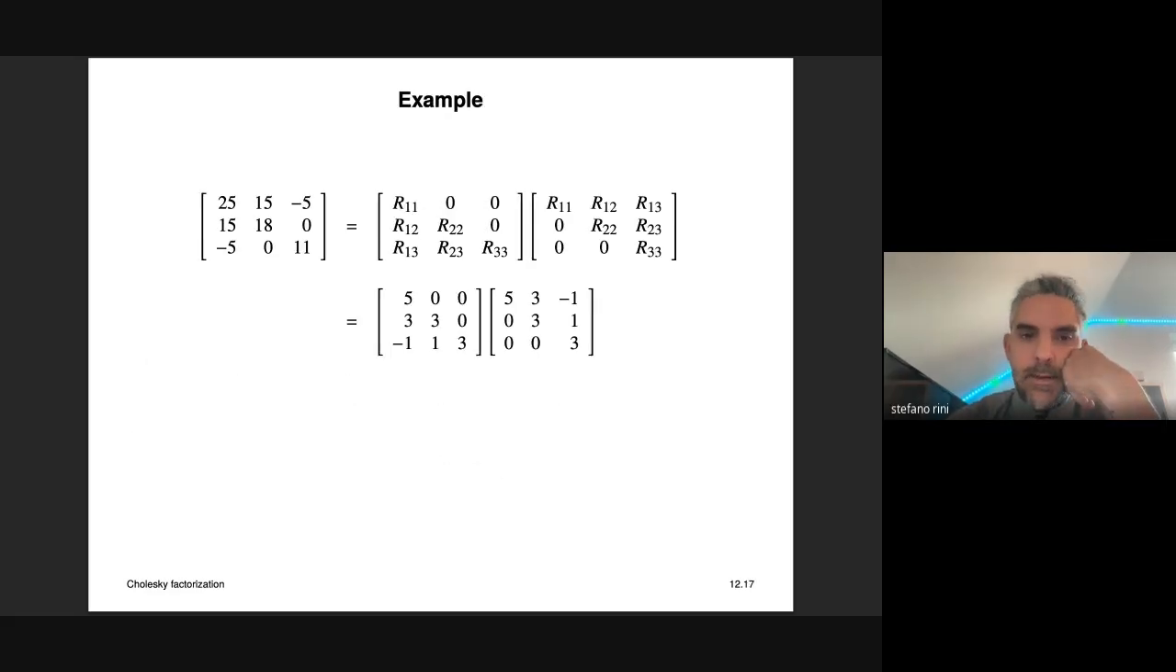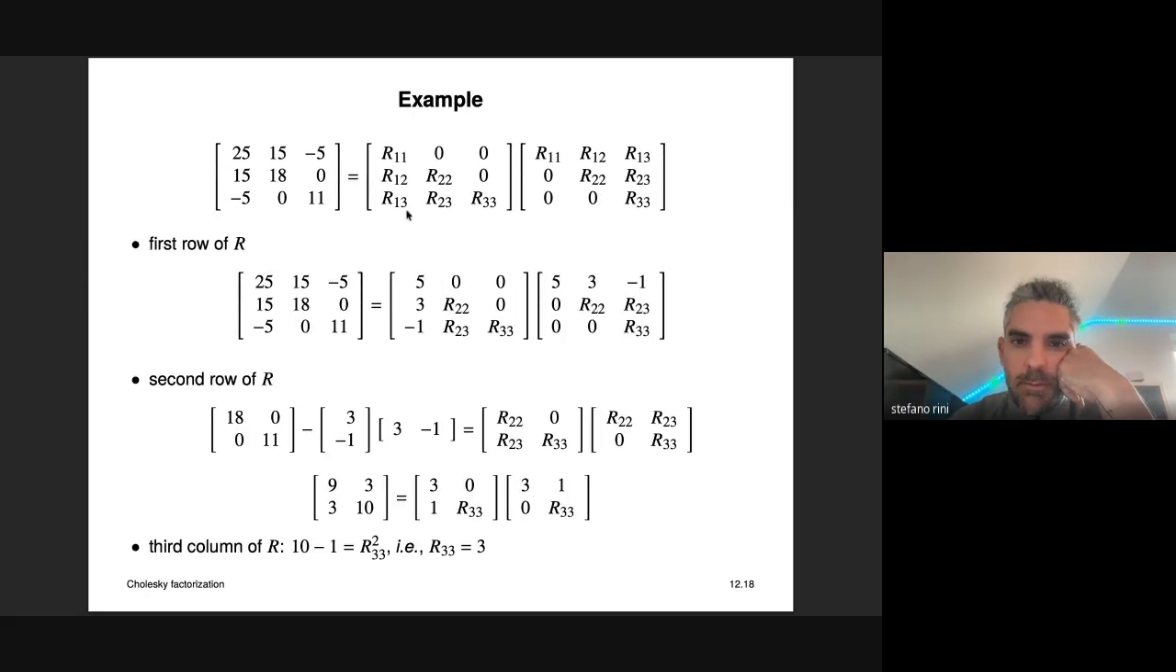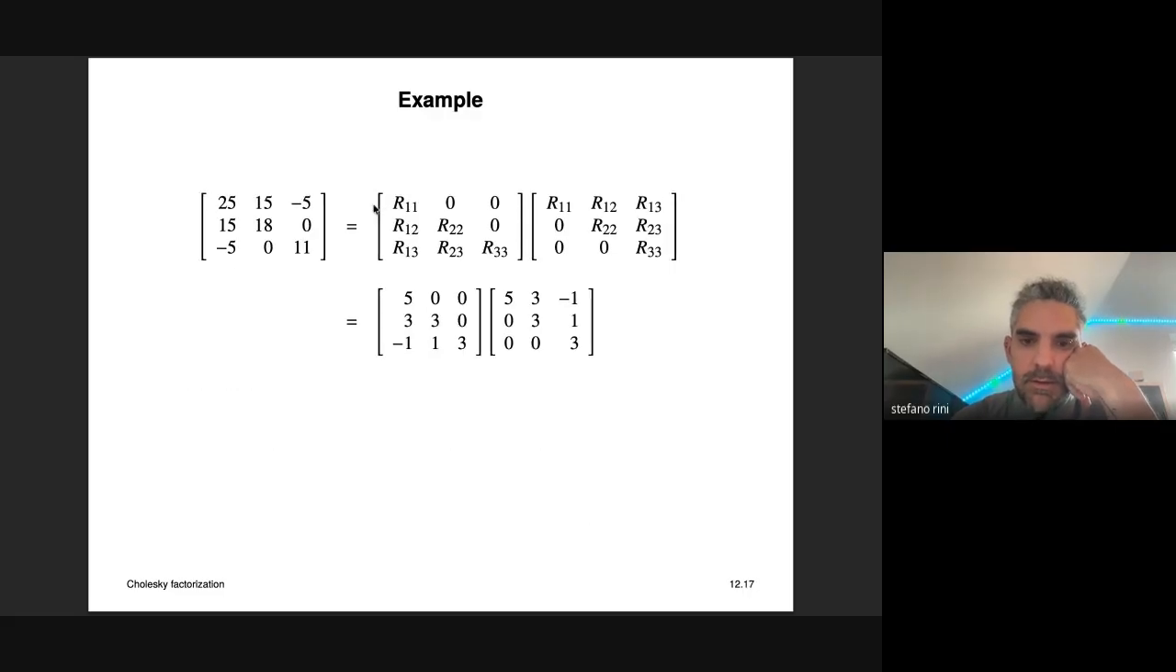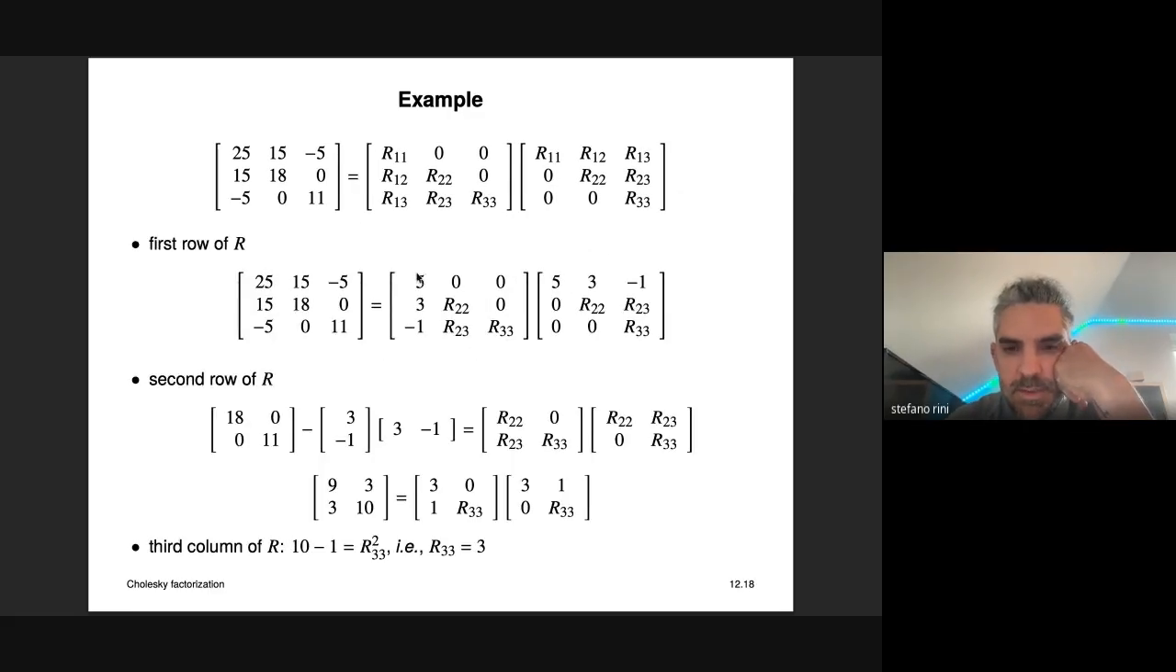So let's take this example. Here we have the first matrix. We decompose this way. We have this expression. First of all, we find our beautiful R11 to be equal to 5, because it's the square root of 25. Sorry, I'm going a bit too fast, right? So we write the decomposition like this. We have these elements. So we start by finding the first 5, this first component.